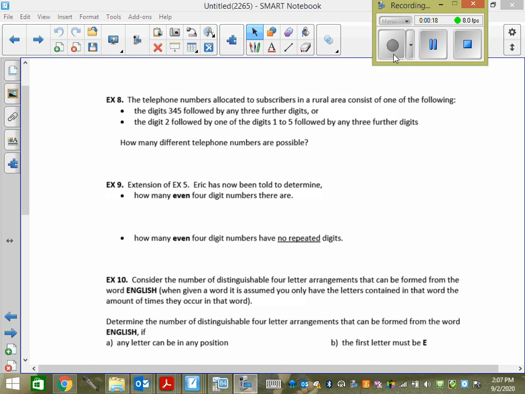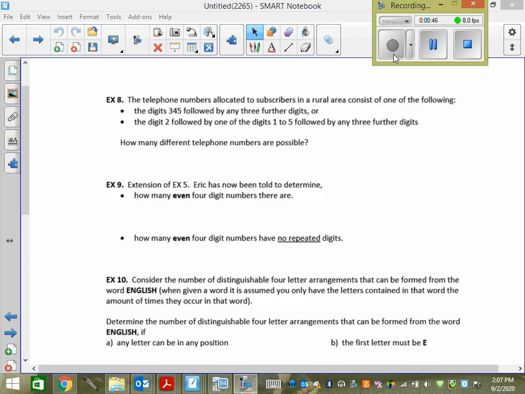So here we have the telephone numbers allocated to subscribers in a rural area consist of one of the following. The digits 3, 4, 5, followed by any 3 further digits, or the digit 2 followed by the digits 1 to 5, followed by 3 further digits. Okay? How many different telephone numbers are possible? So we're going to have 2 cases. So you try it out.